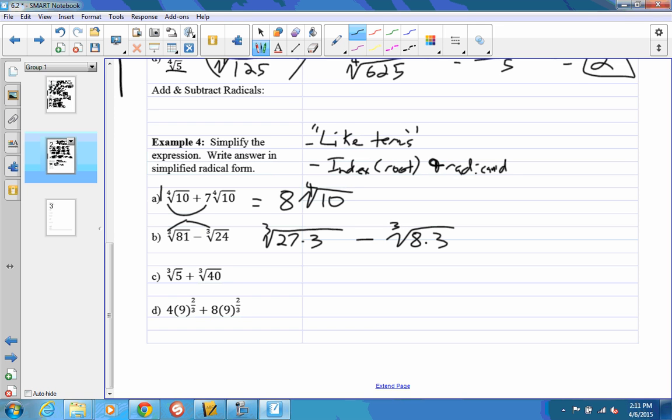What's nice about those? What can I pull out of both of those? Well, the 3 is going to stay the same because the 3 is not perfect. Is 27 a perfect cube? Yeah. Is 8 a perfect cube? Yeah. What's the cube root of 27? 3. So 3 cube root of 3 minus, what's the cube root of 8? 2 cube root of 3. Now, are my indices the same? Yes. Are my radicands the same? Yes, they're both 3. So how many cube roots of 3 are there? 3 minus 2, 1. 1 cube root of 3.